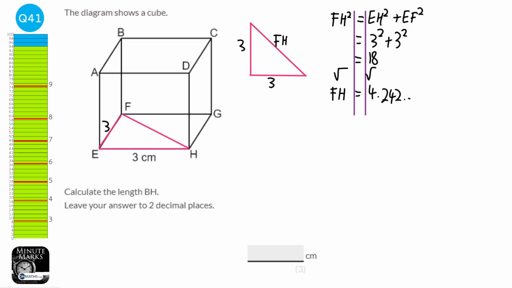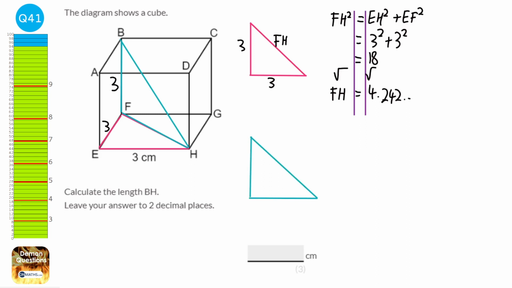Okay, next thing we're going to do is create another triangle. We're looking for BH, so we're looking for this one here. So we're going to create a triangle like so. And let's draw it in as a two-dimensional triangle. Now again, it's a cube, so this length here is going to be 3. We've just found the bottom one, which is 4.242, and so on. I'm going to keep it in my calculator so I can have some precision. And we're looking for BH, which is this one here.